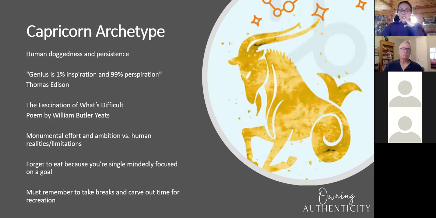Monumental effort and ambition versus human realities and limitations. So you want to climb this mountain, but your human vessel has to stop for rest, has to stop for relieving your bladder, has to eat food, has to drink water. There are human limitations that Capricorn, as an energy, as an archetype, is not even aware of. That's Taurus's realm. Being able to hear what your body is saying to you is something that Taurus does. So when you switch back to that inner stillness, you can hear what your body's saying to you.